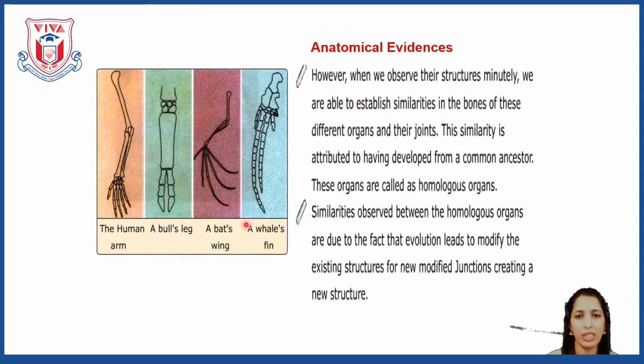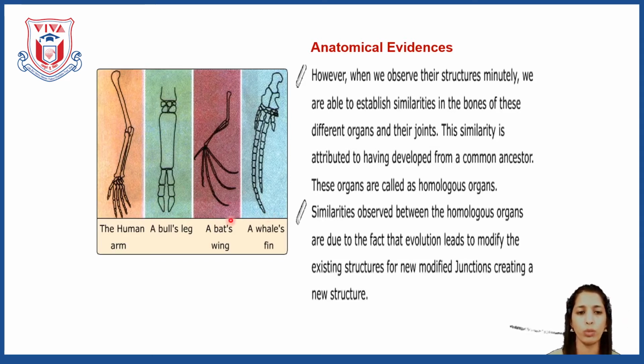Next evidence is anatomical evidence. What is anatomy? When we talk about morphology, it is physical appearance, physical structure. Anatomy is the internal structure, the structure of the bones inside your body. Here you can see the diagram. One human arm is given, a bull's leg, a bat's wing and a whale's feet.